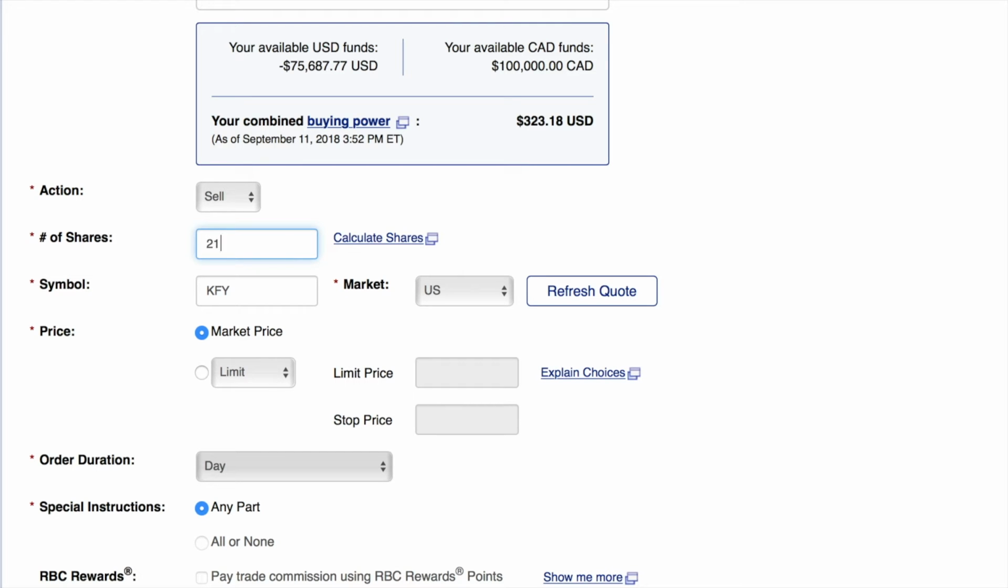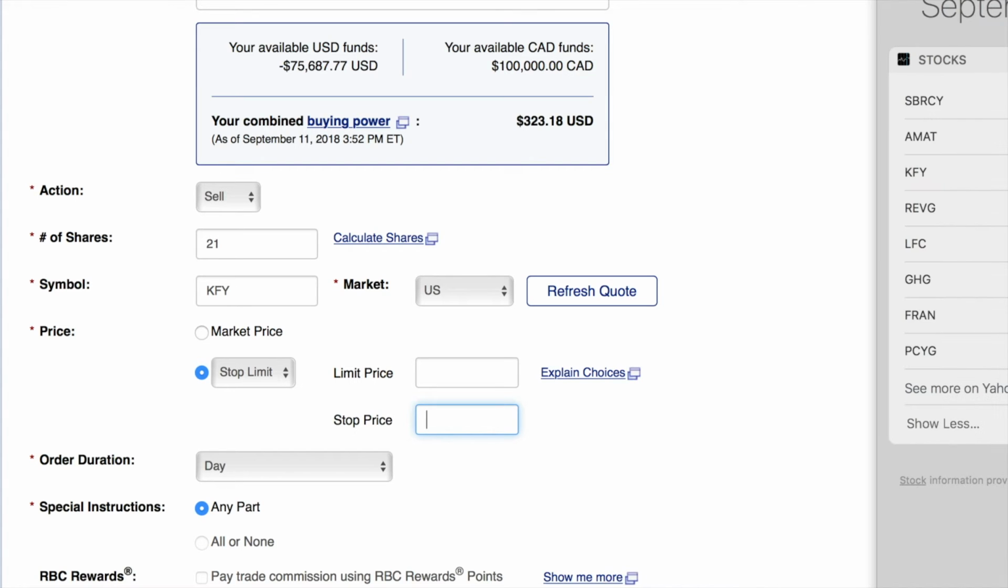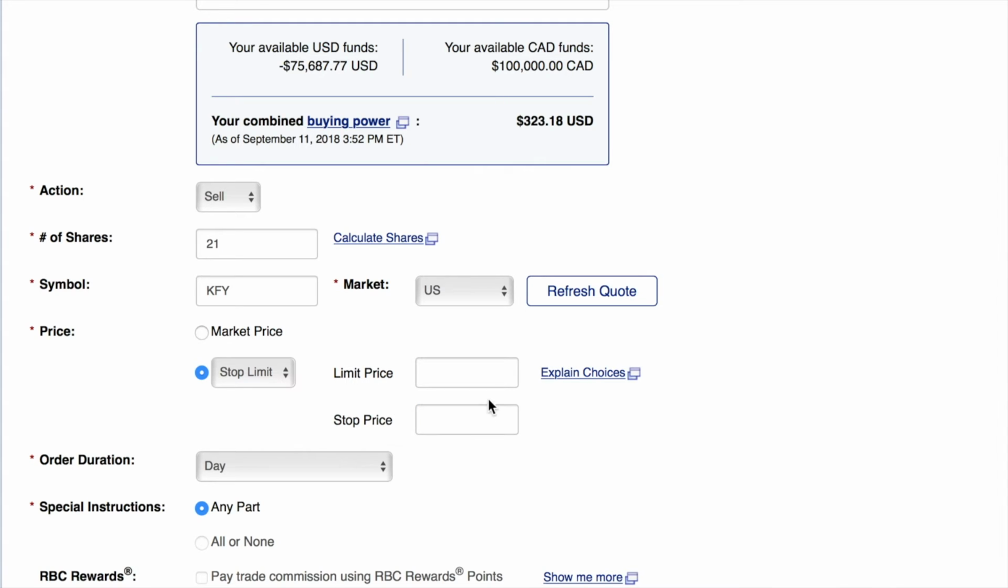So we got our full 21 shares. Stop limit. I'm going to see the price, and it's at 48.76. So we want to make sure we're down about 2%. So go 65. And the price limit is the lower.